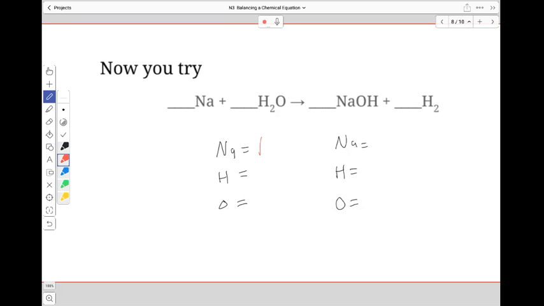I have one sodium, I have 2 hydrogens, and I have 1 oxygen. And on this side, I have 1 sodium, I have 3 hydrogens, and 1 oxygen. Okay. Now, the problem with this is that we're going to go from left to right. So I'm looking at my sodiums, and I see that they are balanced. I'm looking at my oxygens also. They are balanced. I'm seeing that my hydrogens are not.